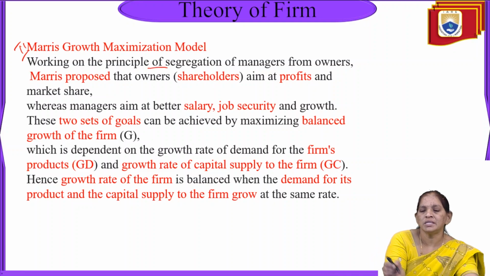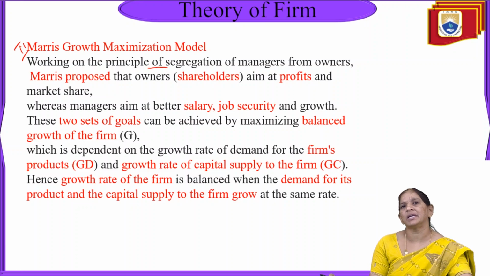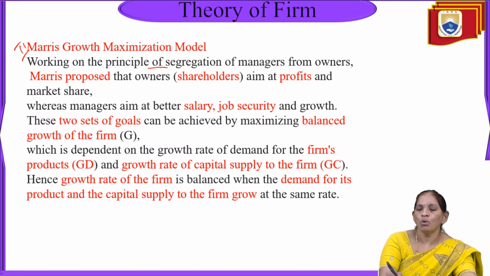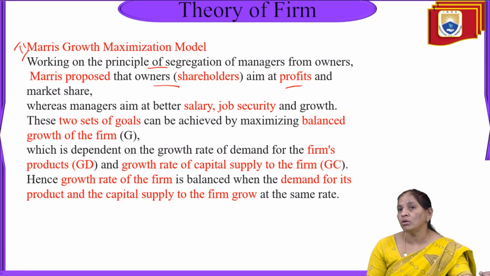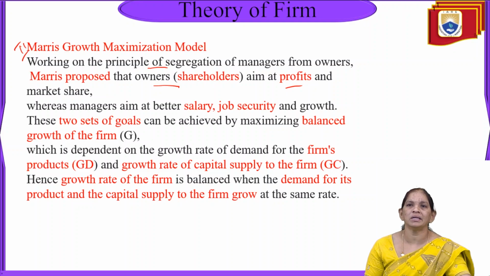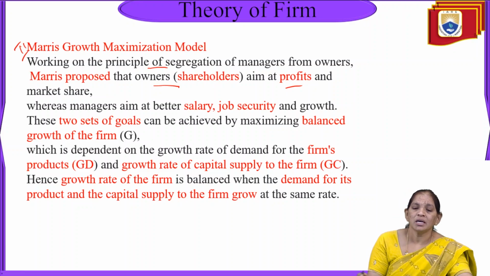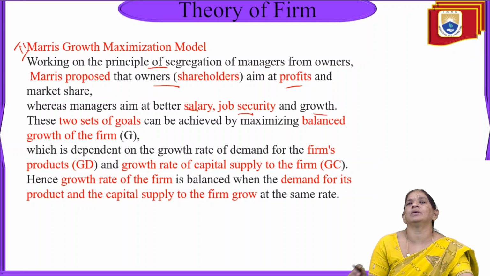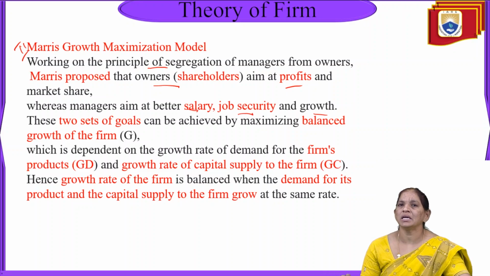So here, regarding the principle of segregation of managers, Marris propounded that differentiation. Already we have owners and managers, the two categories of people in the organization, because they were separated by segregation. So he propounded that owners or shareholders aim at getting profits and market share. It means they always see what amount of profit we are getting and whether the market price of their share has increased through goodwill or other activities. They want to verify the shareholders' profit and market share. Whereas the managers aim at salary, job security and growth. It means organizational growth is intended by the managers.